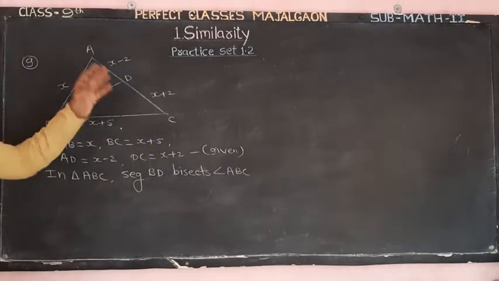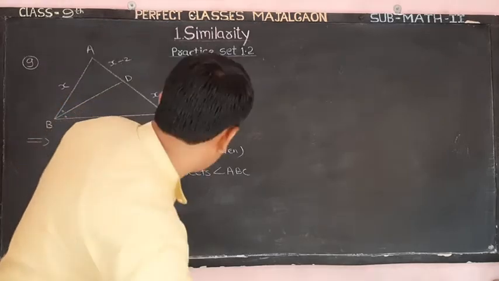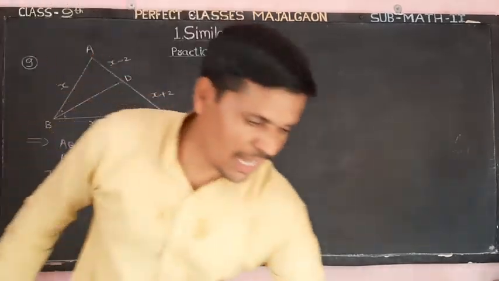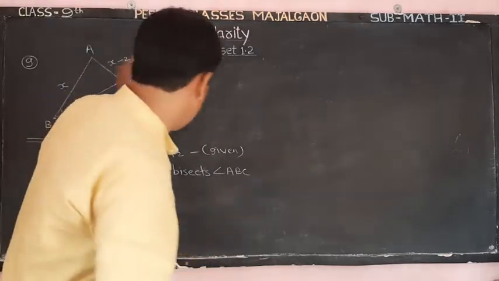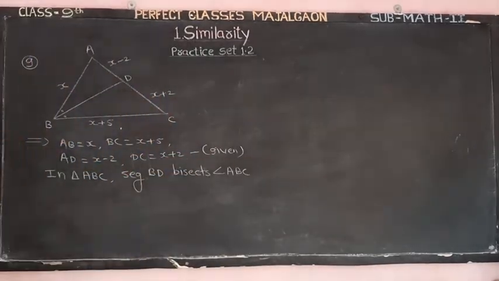Here BD bisects angle ABC. Therefore they ask: then find the value of x. Here we find the value of x. How to find the value of x?